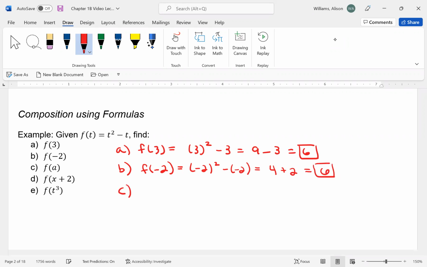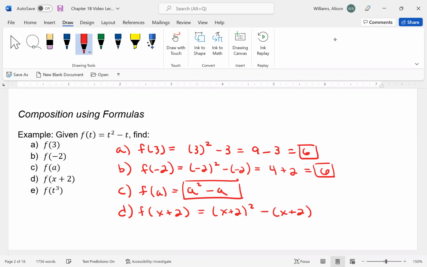Okay, part C. Now, part C is actually boring. If I'm just plugging a in, that basically means I'm just rewriting it with a different variable. Not very exciting. Let's look at part D. Now for this one, we're going to do something a little bit more exciting. I'm going to plug x plus 2 in for t. So that means I'm going to have (x plus 2) squared minus (x plus 2). So actually, oh, sorry, this is the answer for part B.